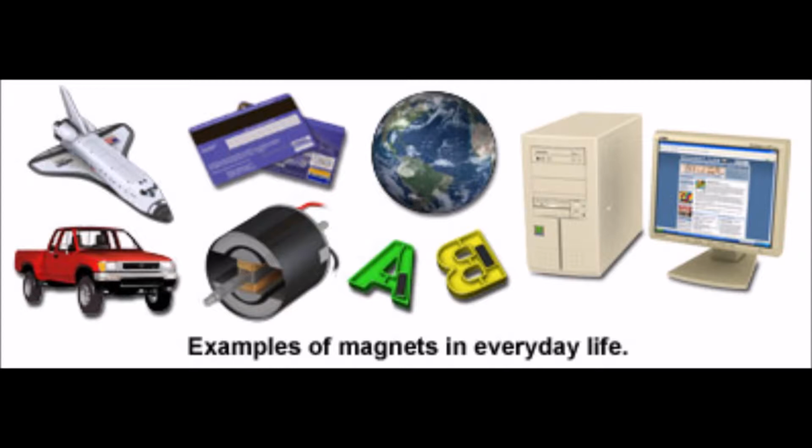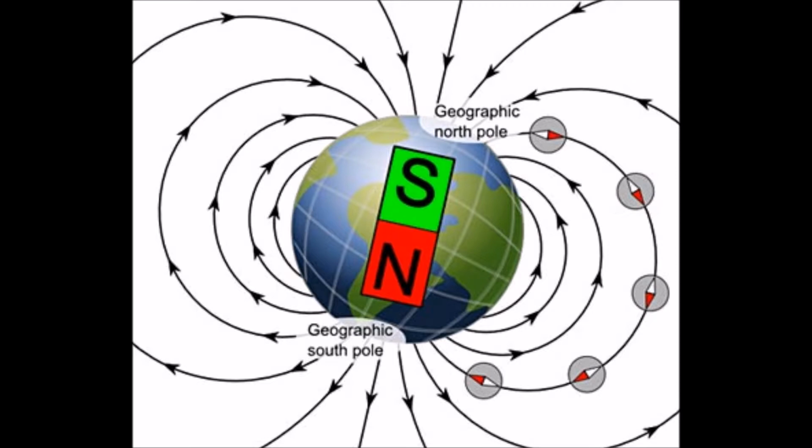Magnets are also found everywhere in our daily life. We even happen to live on one. Earth happens to be one giant magnet with a massive magnetic field. But what is a magnetic field, you may ask? Well, I'll tell you. A magnetic field is a region around a magnetic material or a moving electric charge within which the force of magnetism acts.